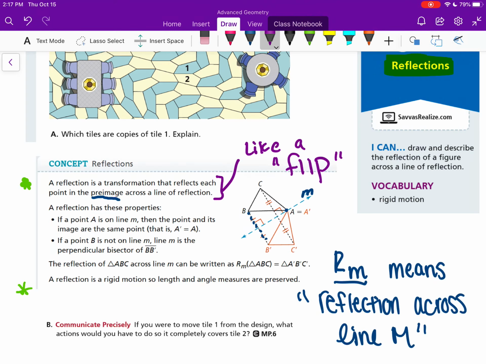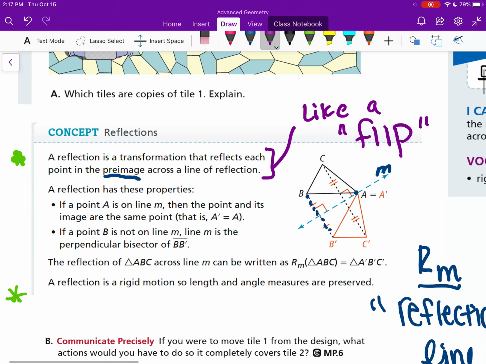There are properties of reflection, and you're going to see in this little diagram that we've got triangle ABC, and it's being reflected on this blue dotted line M. And you can see that point A is on the line. So A and what we call the reflected point, A prime, this little tick mark means prime, A prime are actually the same point because it was on that reflective line. Now what you're going to see is points like B and C are not on the line.